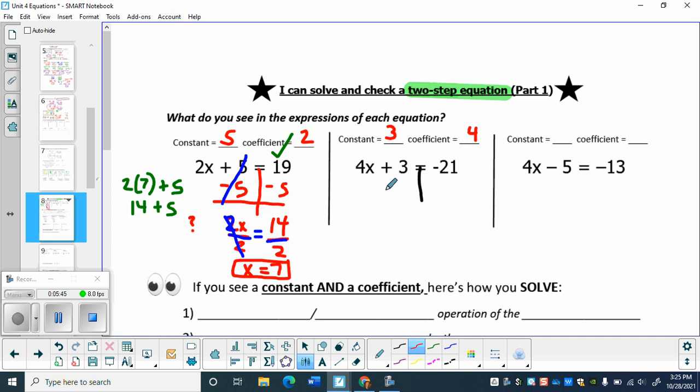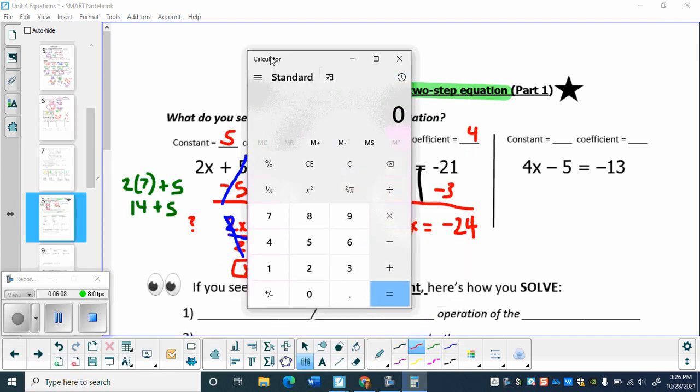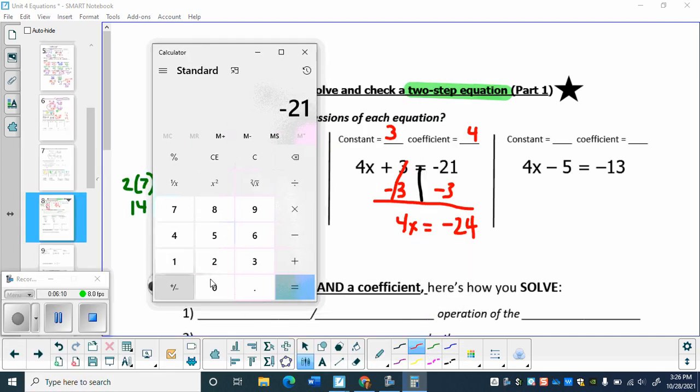So we have a constant. The opposite of adding 3 would be to take away 3. This is going to cancel out. And then here you have that 4 times some number equals. Now if you have 21 negatives and 3 more negatives, this is 24 negatives total. And if you need to use a calculator for that part, that's all good. I'll show you what it looks like. You've got your 21, that's negative, and then you're going to minus 3, and that's the negative 24.